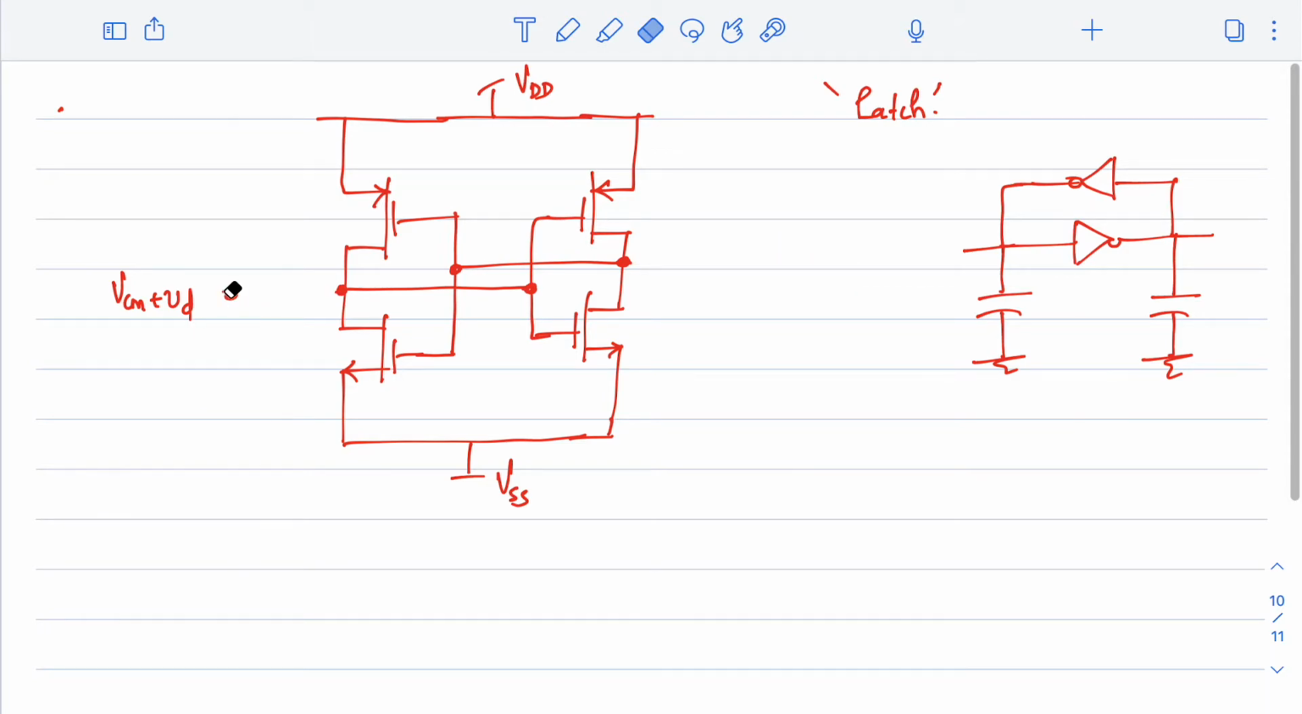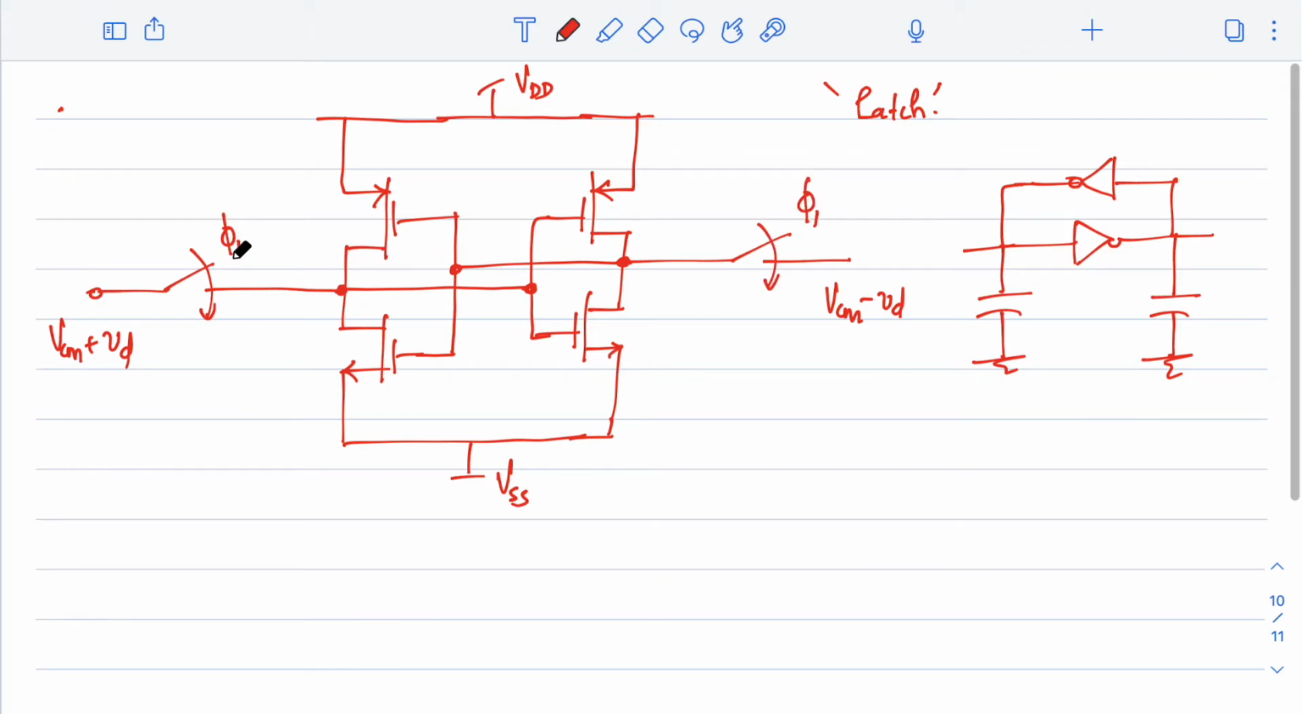Rather, we will actually connect this using a switch, right? So here we connect the voltage VCM plus VD, and here we connect VCM minus VD, and this is a switch. Let me mark it as phi 1. Phi 1 is a clock. Are you getting?